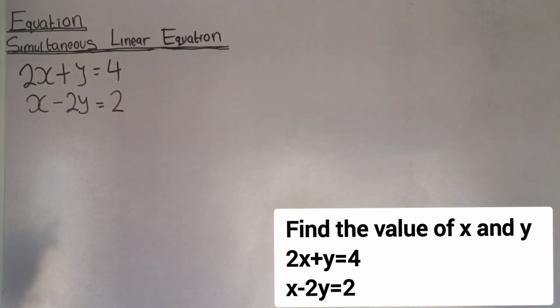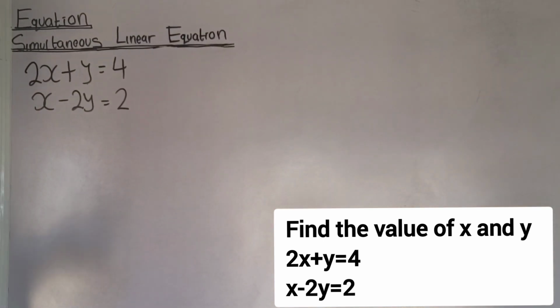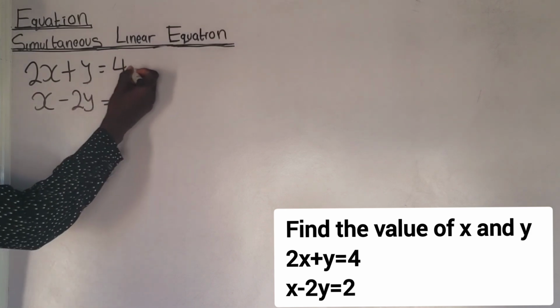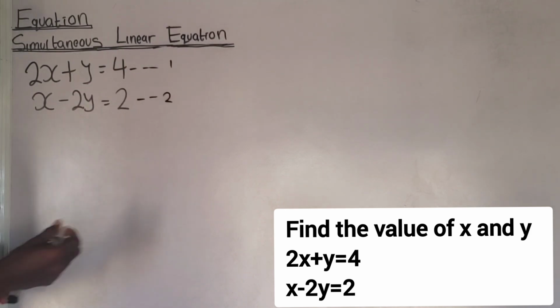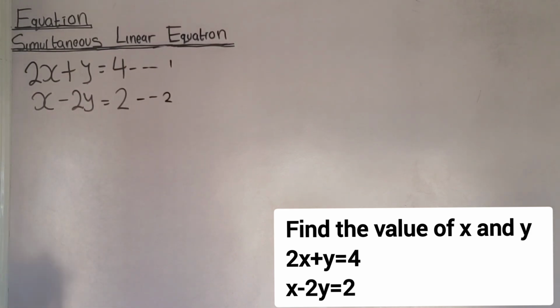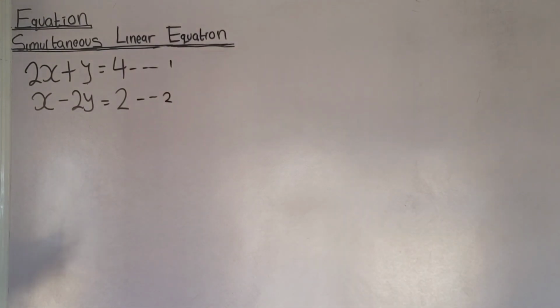The first step is to identify the unknown that you want to eliminate. You see, we have two unknowns. The first unknown is x and the second unknown is y. You understand? Let us call this equation 1 and let us call this equation 2. Should we eliminate x or should we eliminate y? Now, I'm going to eliminate x.